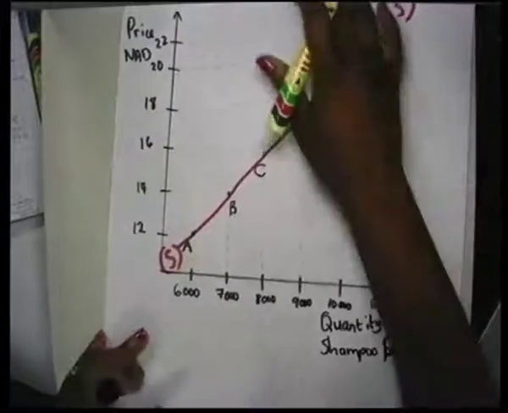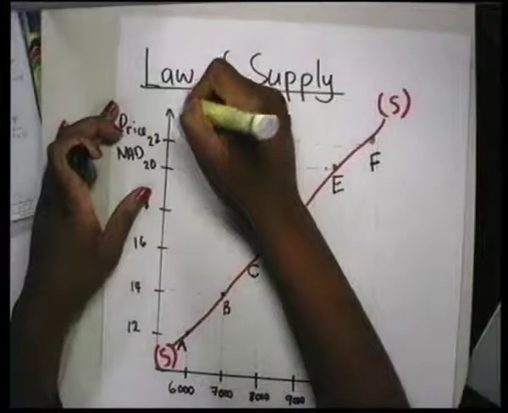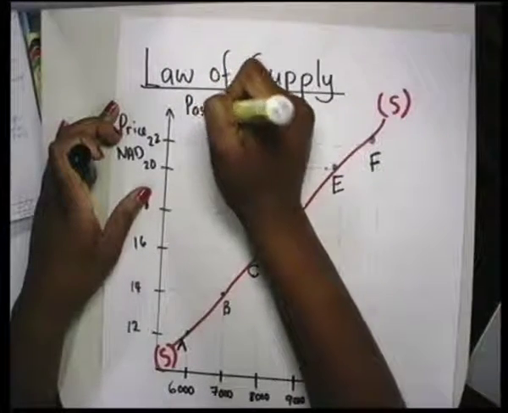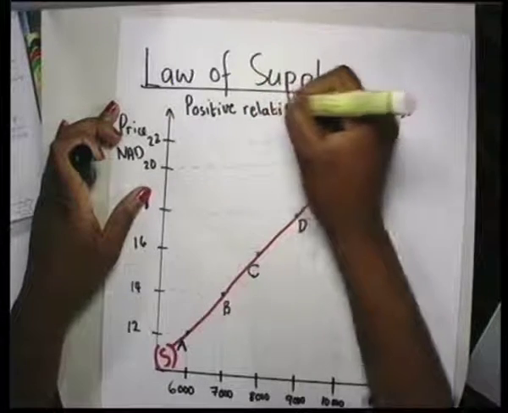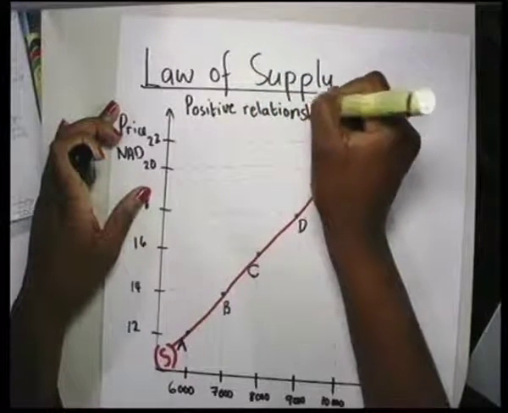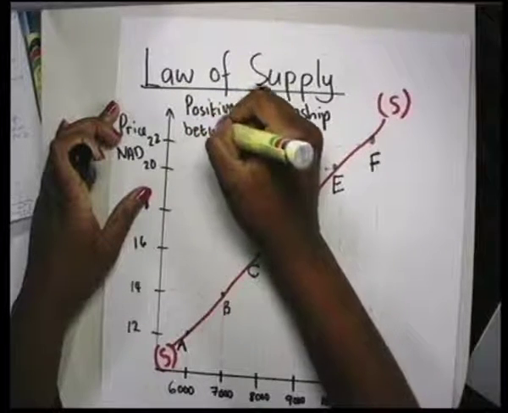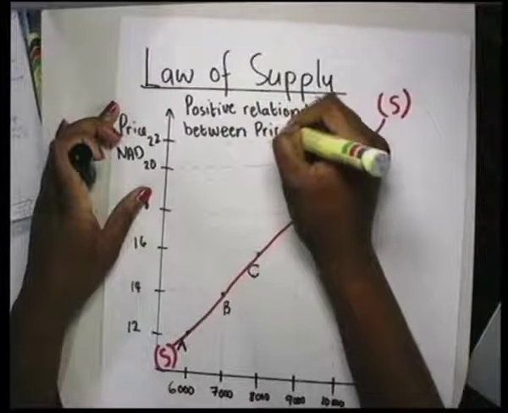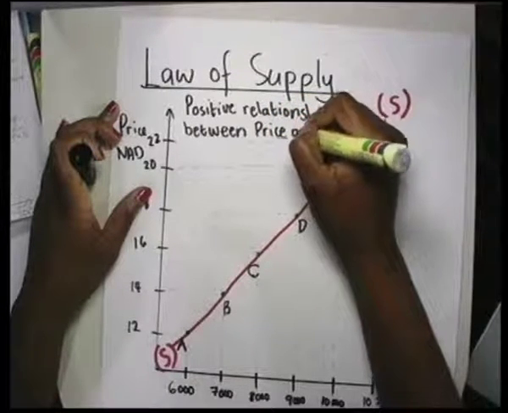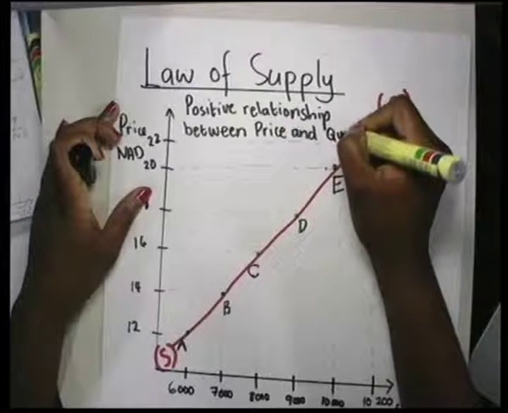So then the law of supply is that there is a positive relationship between price and quantity.